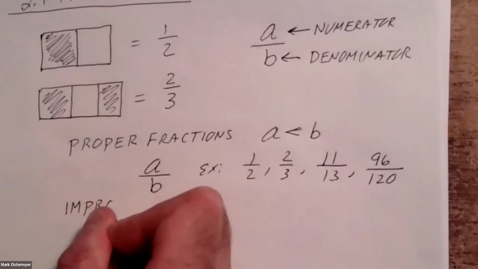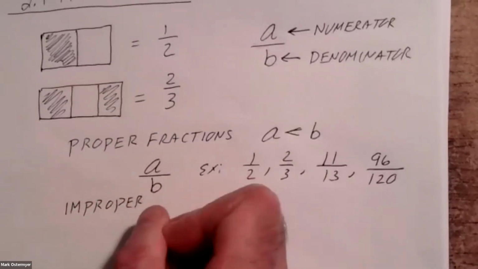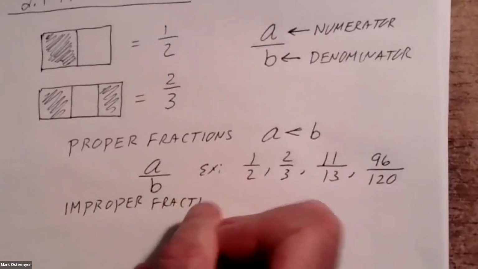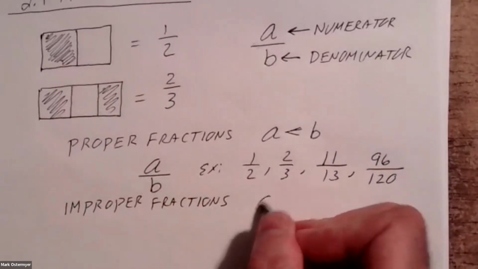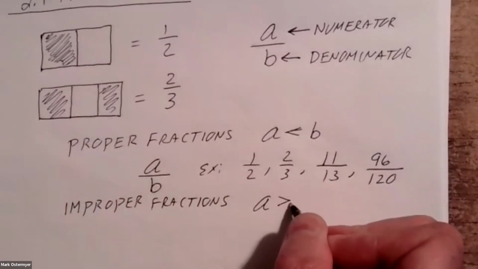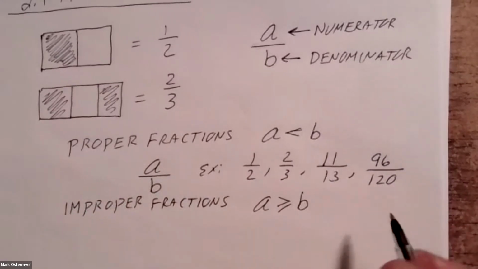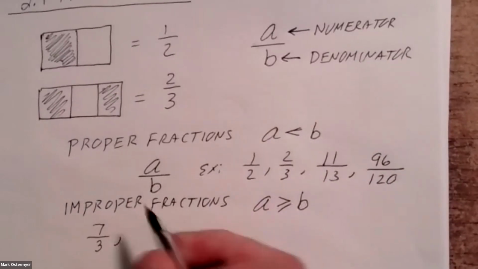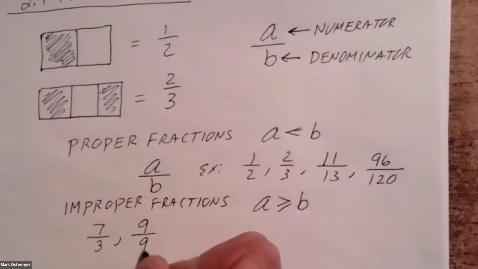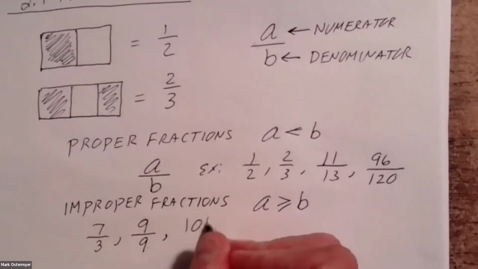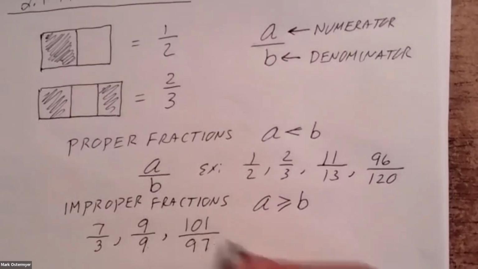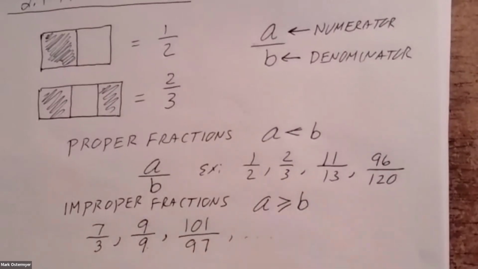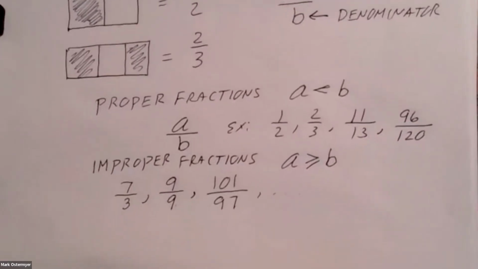If, on the other hand, the numerator is not less than the denominator, then we would have what's called an improper fraction. And that occurs when the numerator is greater than or equal to the denominator. So some examples of improper fractions would be like 7/3. 9/9 is classified as being an improper fraction because the numerator is equal to the denominator. 101/97, that's an improper fraction. So those are examples of improper fractions. All right, any questions so far here?